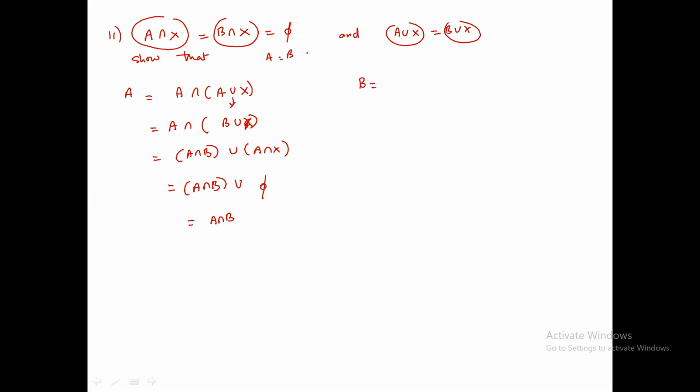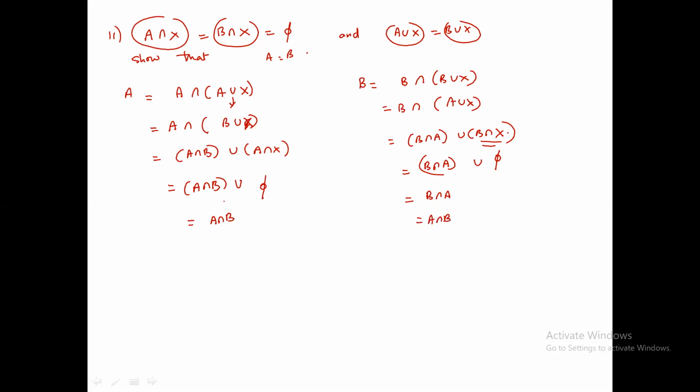Similarly for B, in the previous question we have shown B is B intersection B union X. So now I will write B intersection A union X. This will give me B intersection A union B intersection X. This is nothing but B intersection A union empty set, because B intersection X is given as empty set. This is nothing but B intersection A, which is nothing but A intersection B.